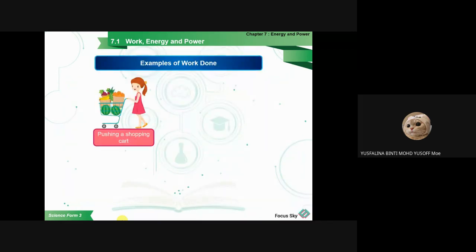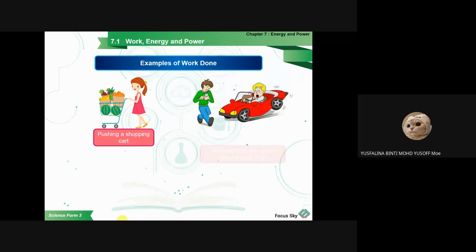So examples of work done. The first one is pushing a shopping cart. Of course there will be a distance, and you have to give a force to the shopping cart. Then the shopping cart will move a certain distance, so it means work is done. Also work done by the brake when the car stops. When you push the brake, the car will move a certain distance first, then it will stop. So that is also called work done.